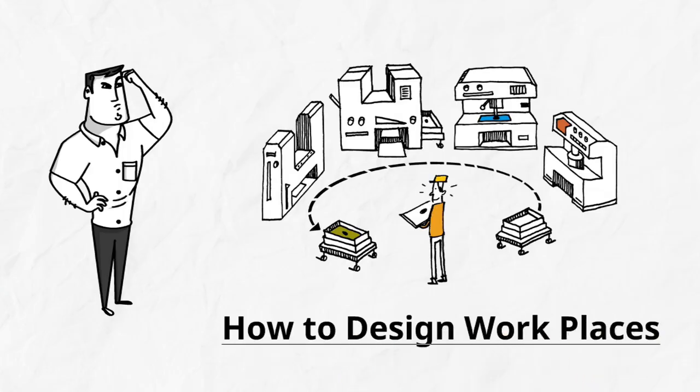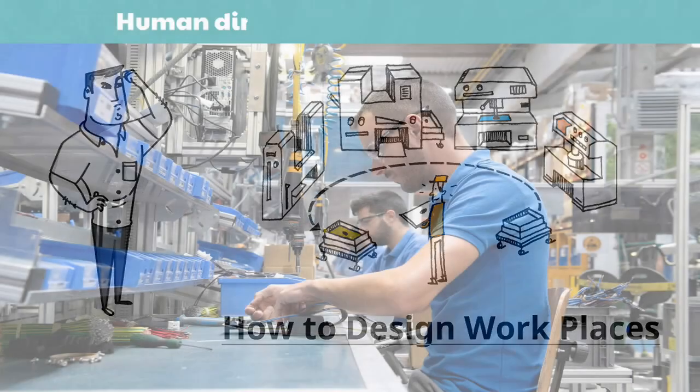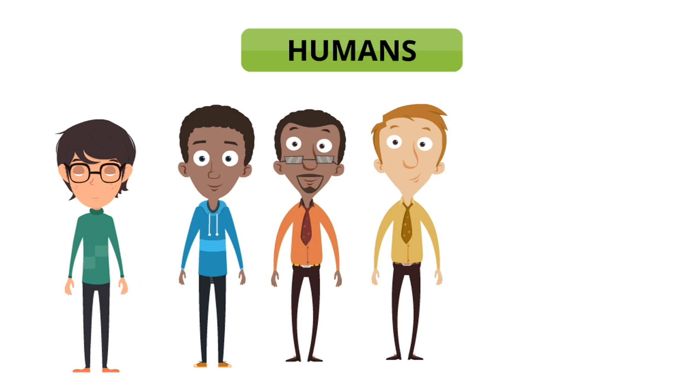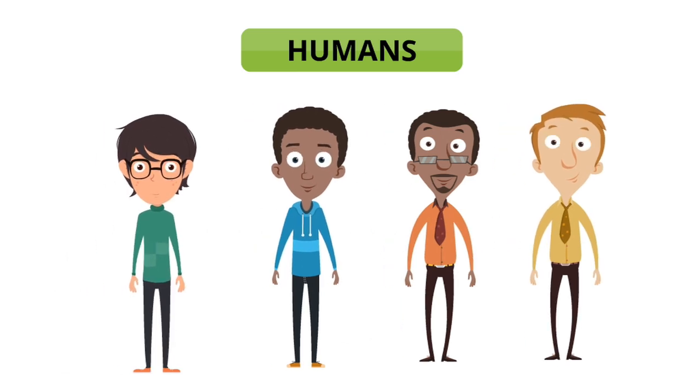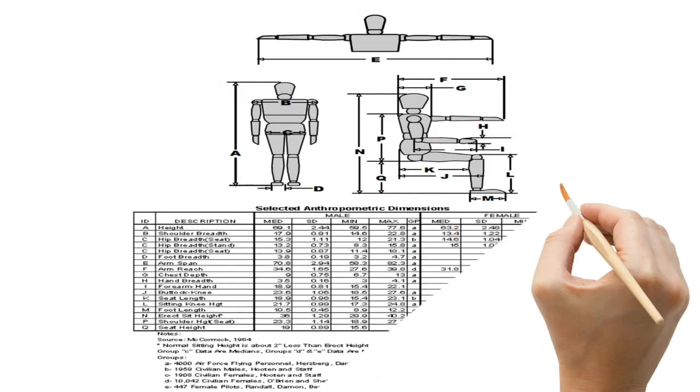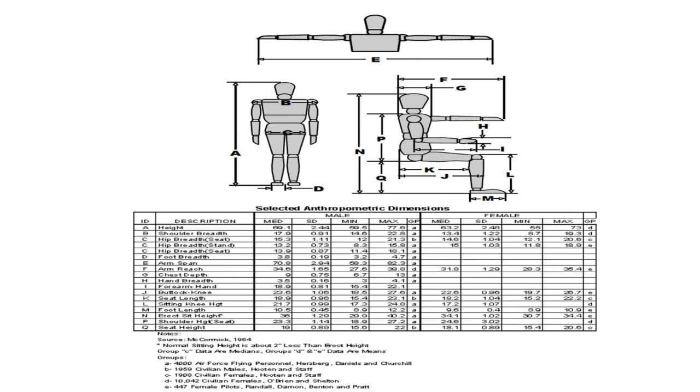Next, let us look at how to design workplaces. Human dimensions in workplace design. Humans vary significantly in size and build. In some situations, it is sufficient to design for the smallest or largest likely dimension. In other situations, adjustable benches, chairs, or devices are required for a full range of people. Note that these dimensions are from older studies of North American and primarily Caucasian personnel. Good examples of workplace design will consider these recommendations.